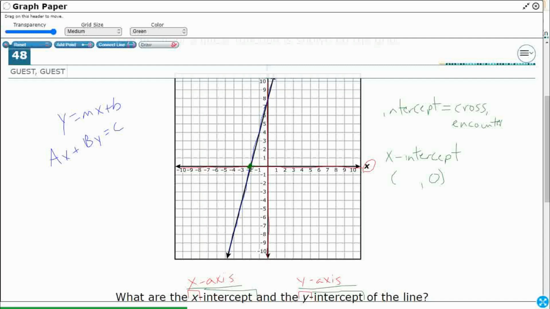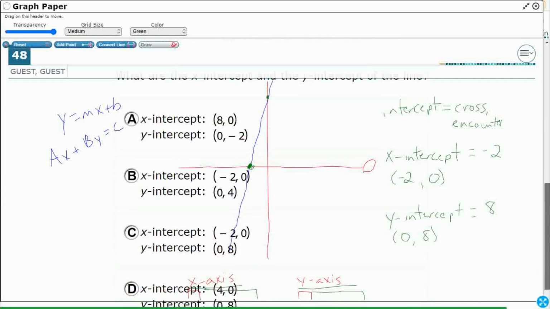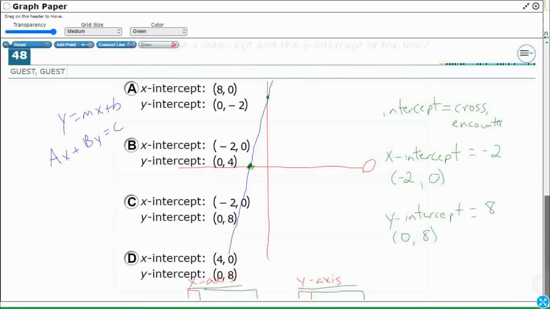Really what we're looking for is that -2. Sometimes we will just not even give you the y value. We'll just say the x-intercept equals -2, but the full coordinate pair is (-2, 0). Then we need to do the same thing with this y-intercept. We know that the x value has to be 0. That's what makes it the y-axis. And my y value is 8. Sometimes we'll just give you the actual y value as the y-intercept. And so taking a look at our answers, my answer is going to be C.